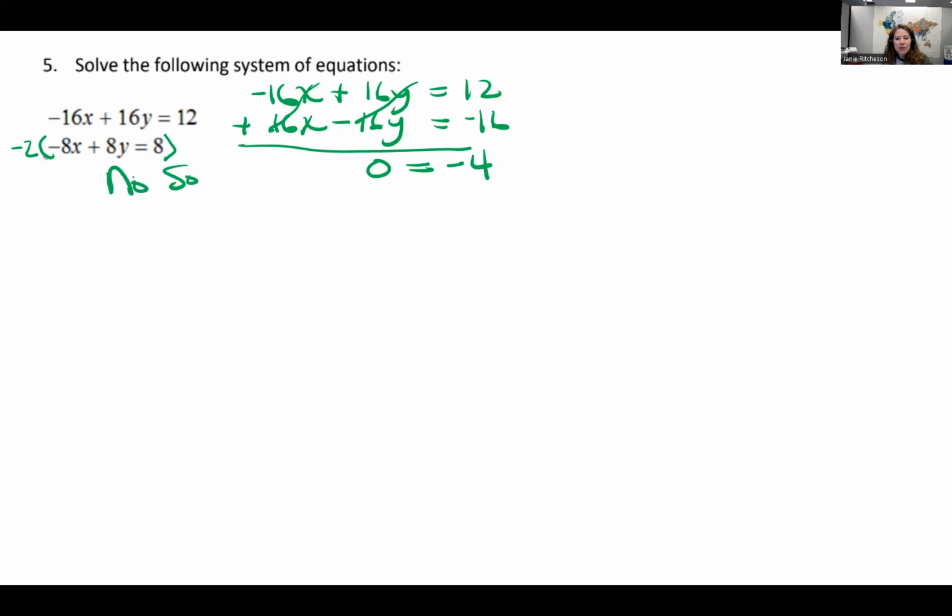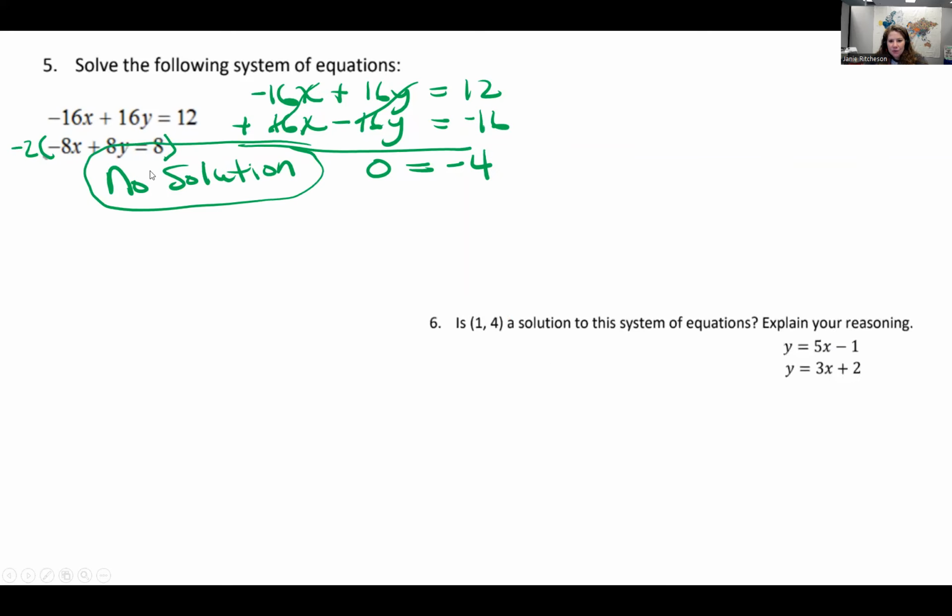Oh, yeah, that's right. Sorry. There's no solution. In other words, these are going to be parallel lines. There's no solution because that statement's not true.